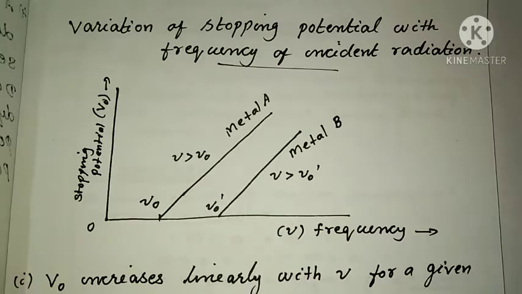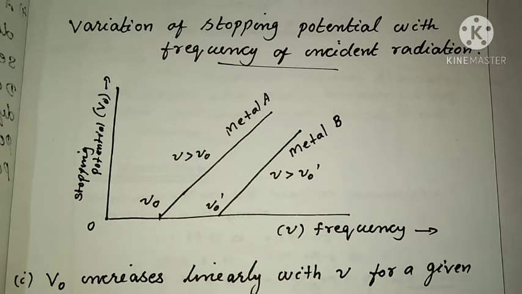Dear children, last class we studied the effect of intensity of light on photocurrent, the effect of potential on photocurrent, and the effect of frequency on the photocurrent and the stopping potential. So now the topic is variation of stopping potential with frequency of incident radiation.